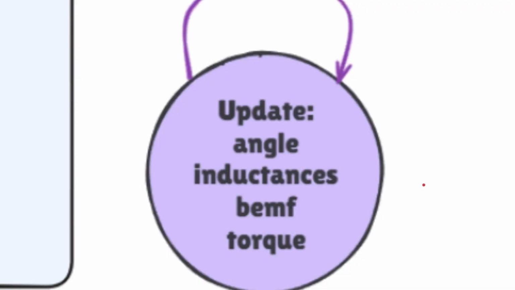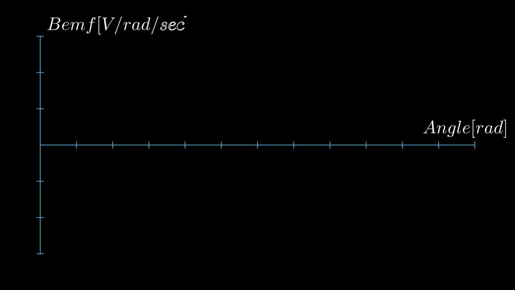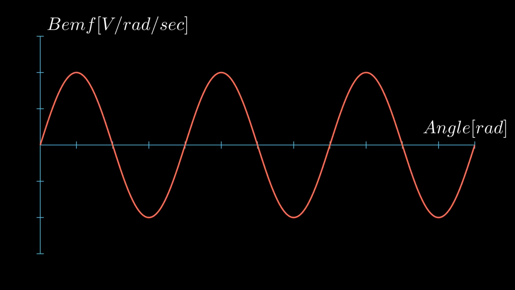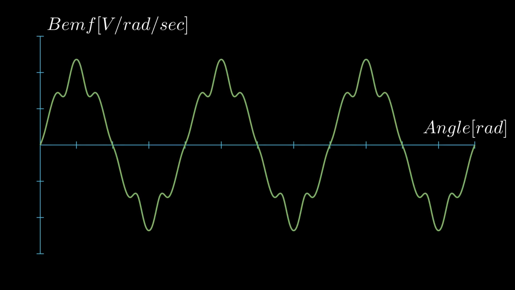Alright, now that we've finished with the inductances, we need to update the back EMF, since it's also position dependent. I'm assuming a sinusoidal back EMF with the possibility of adding harmonics to the waveform. Let's see what that would look like. Here is the back EMF with no harmonics. And here's the back EMF with the 5th, 7th, 11th, and 13th harmonics.